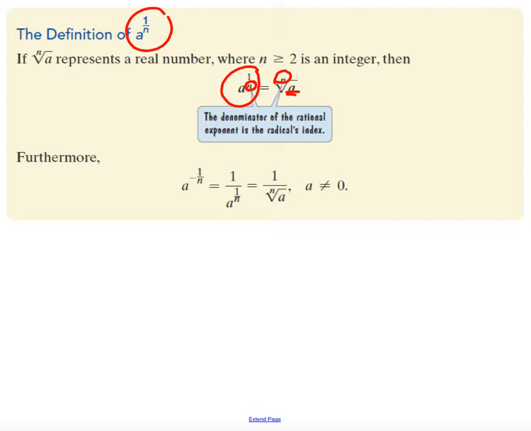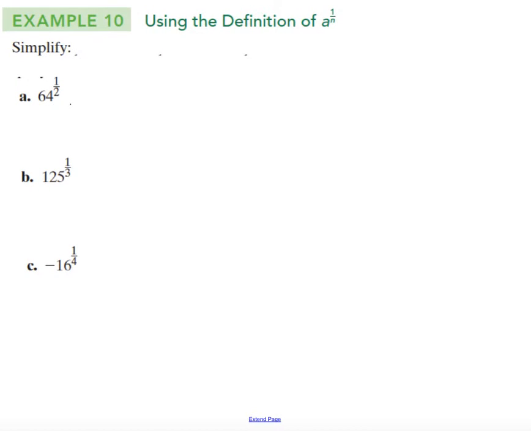Be careful when you have negative fractional exponents. Think about x raised to the -3. You have to flip it, 1 over x cubed. Same thing happens here. You have to flip it. All right, so here are some examples using the definition of this fractional exponent.